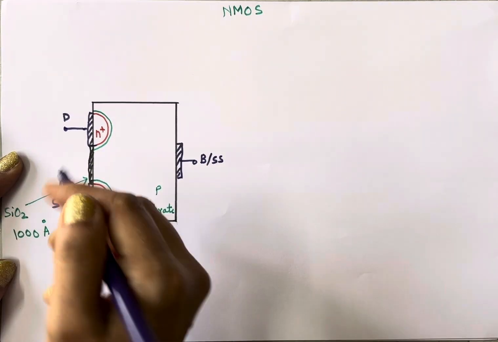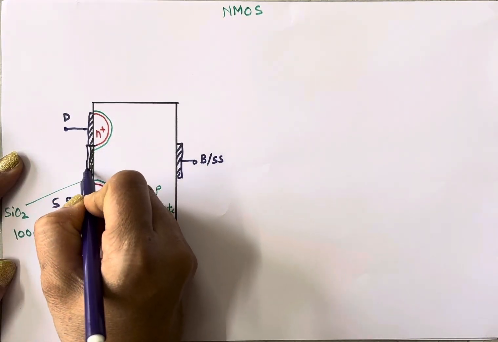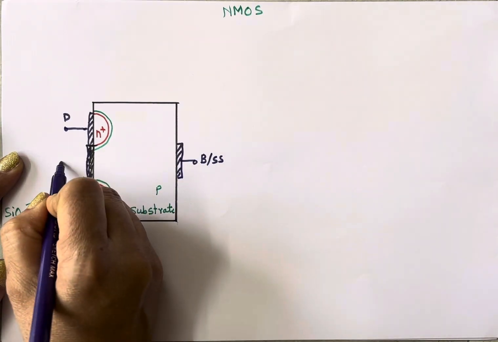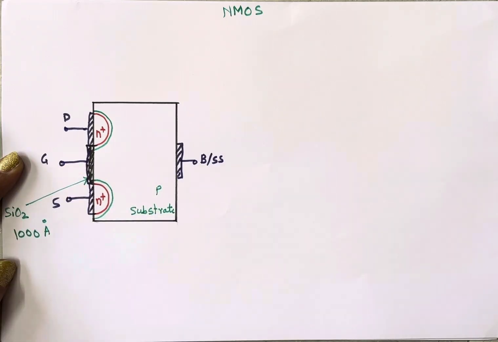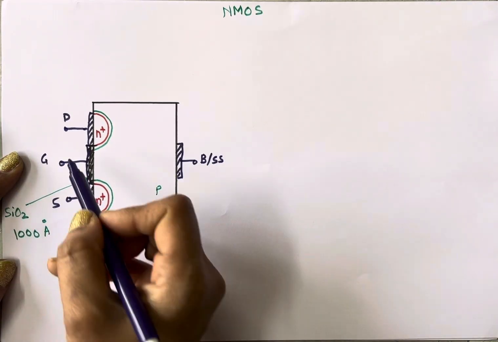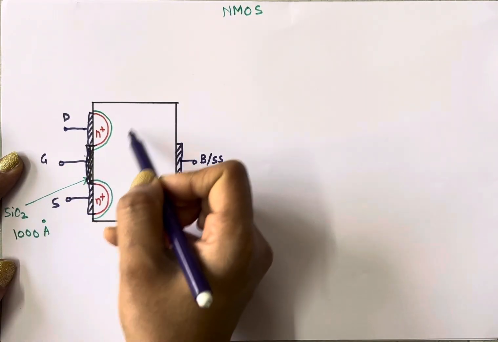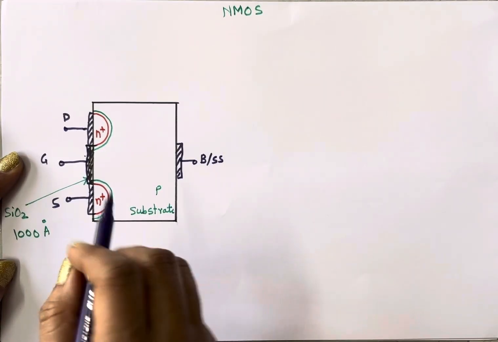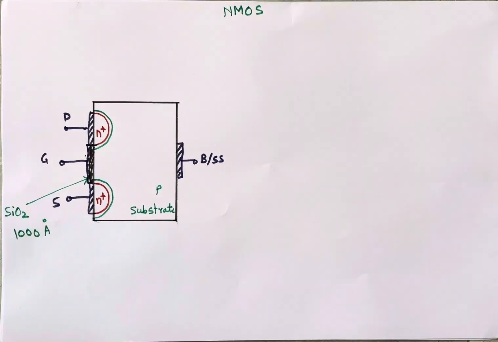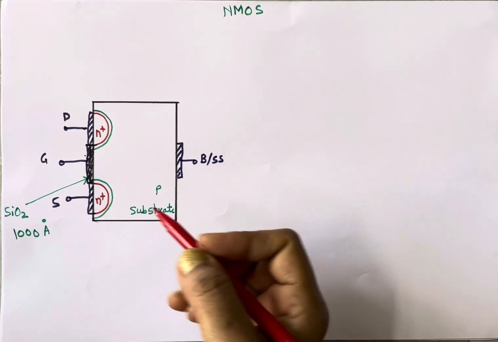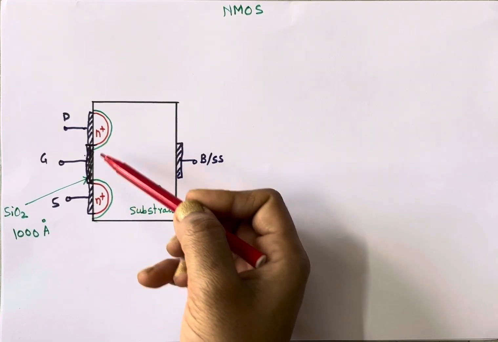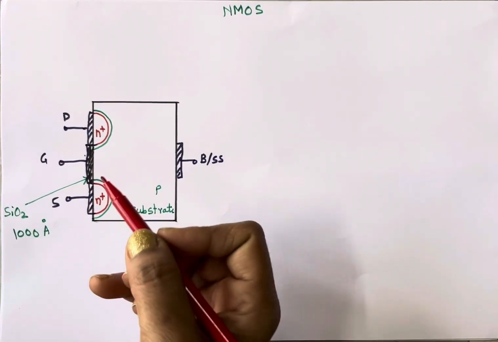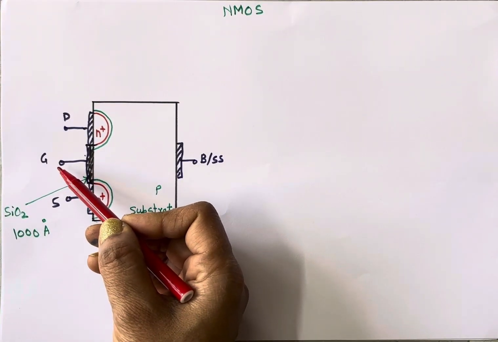Then again gate terminal is connected through metallic contact. So here is our metallic contact. This is our gate terminal, and that is why name is given is metal oxide semiconductor field effect transistor. Here you can see to flow current between drain and source terminal, channel is absent. So to create that channel we need to apply some voltage at gate terminal.